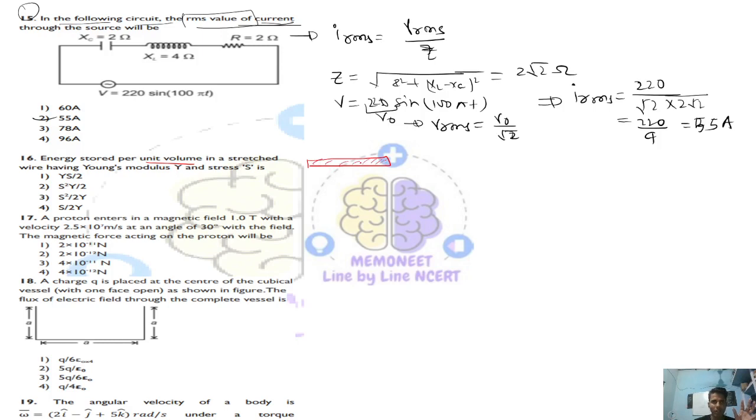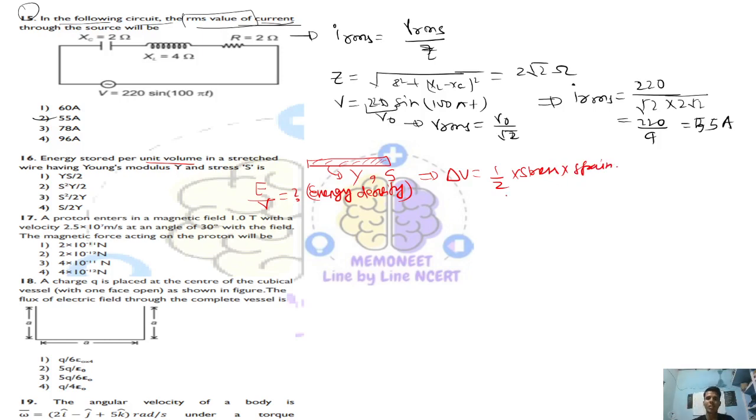Let's suppose it is a wire having Young modulus Y and stress S. You need to calculate the energy stored per unit volume, means energy density. It is asking about the energy density. Okay, energy density, you know the formula. It's simply a formula based question. 1 by 2 upon stress into strain. You know the formula used in the case.